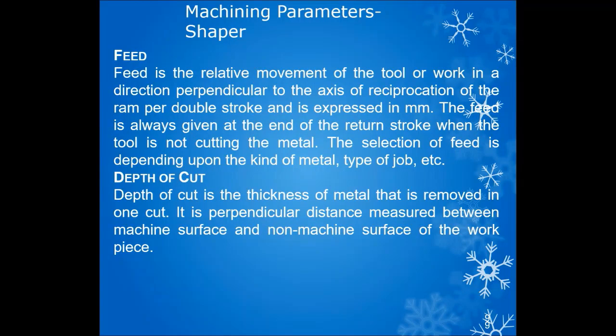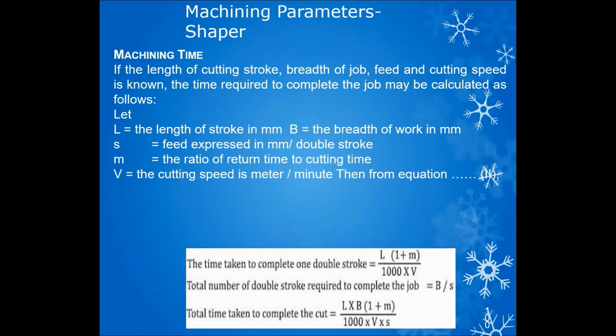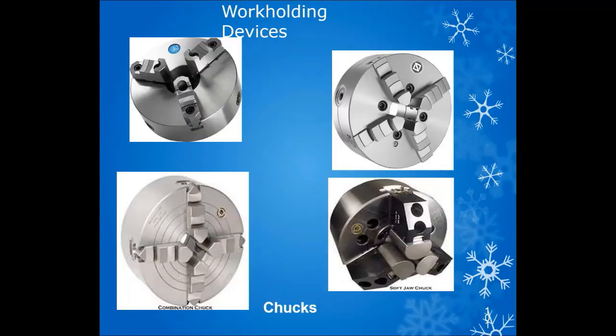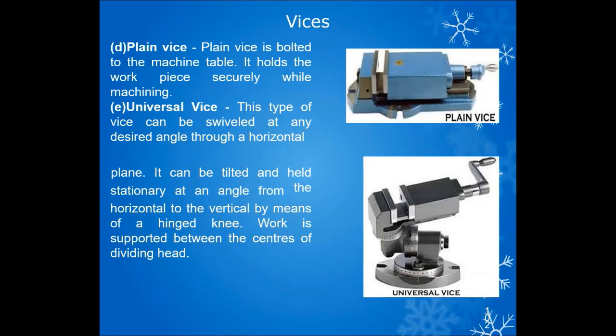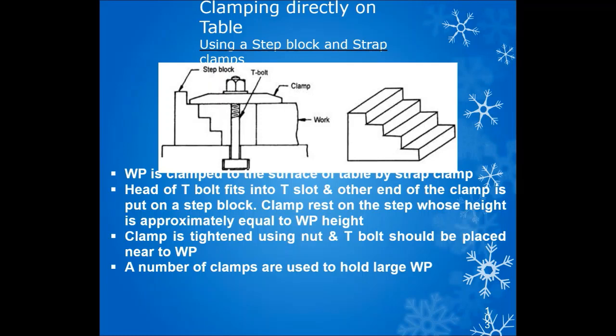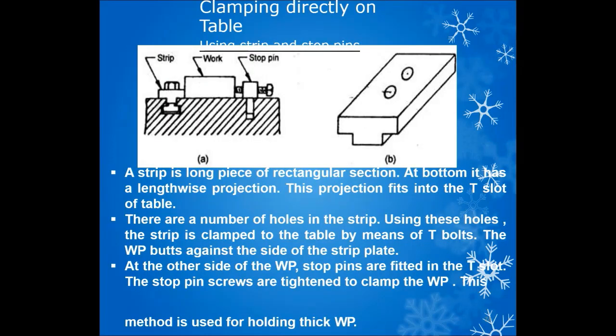Cutting parameters of shaper: speed, feed, machining time, and the ratio of return time to cutting time. In these work holding devices, chucks are used for holding the job as well as the tool. Vises are used to hold the job. Clamping directly on the table.